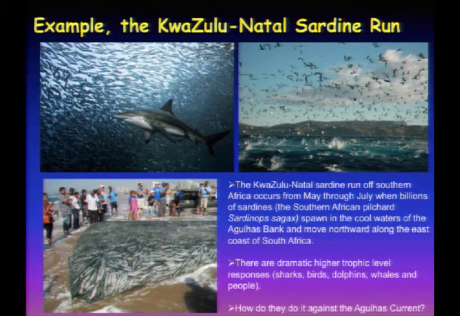It happens in the southern hemisphere fall and winter, okay? And you get billions of sardines after they spawn running up the coast of the Agulhas Bank in the face of the Agulhas Current. And this sardine run has really remarkable higher trophic level impacts. You get dramatic responses. Everything feeds on them: sharks, birds, dolphins, whales, and even people. So the question is, how do they do this?